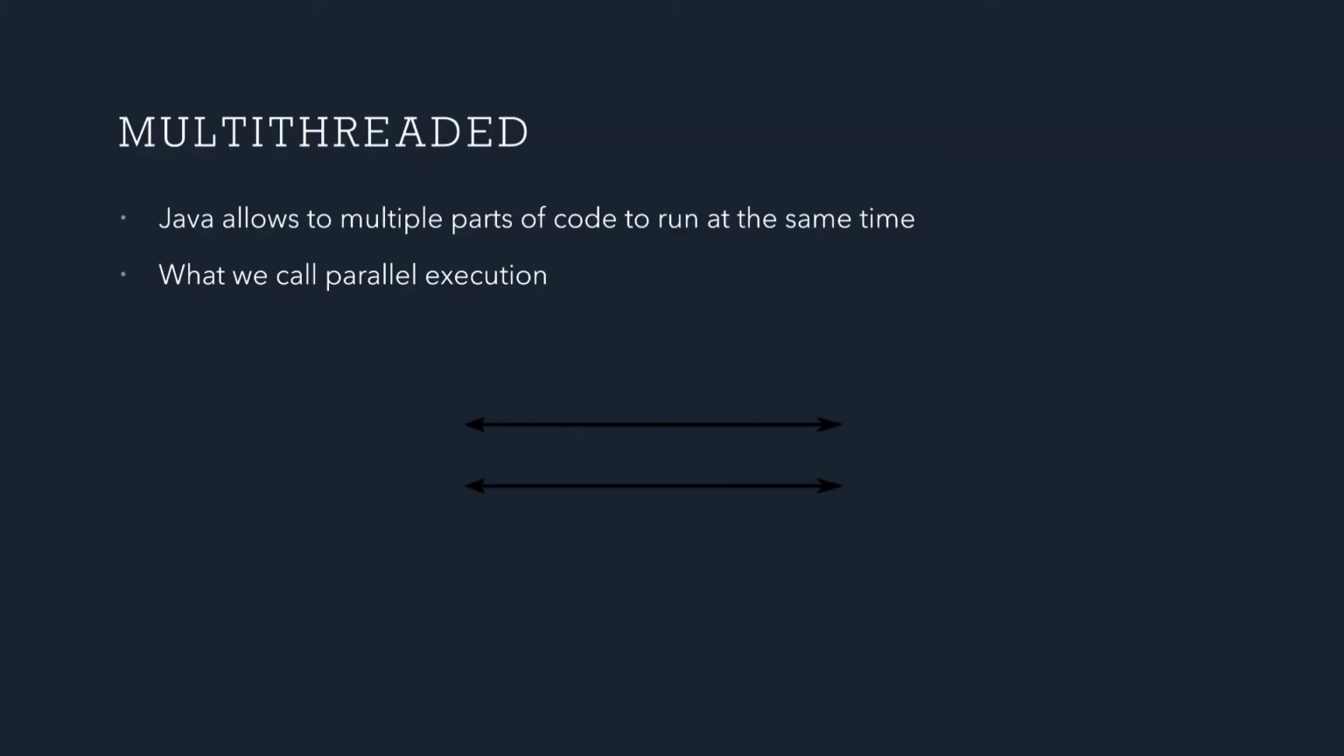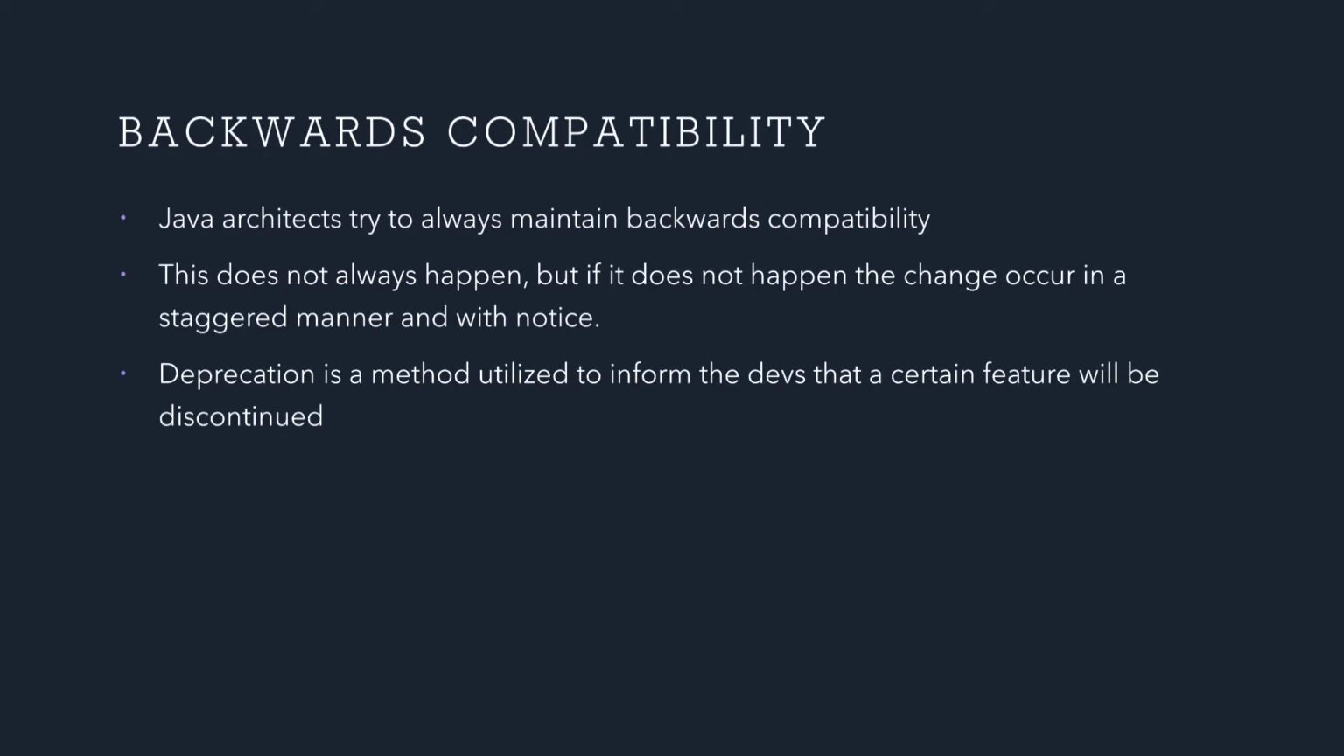Java as well is multi-threaded. Java allows the multiple parts of our code to run at the same time, or as we commonly know, in parallel. Java architects as well always consider, when developing new features, the backwards compatibility.